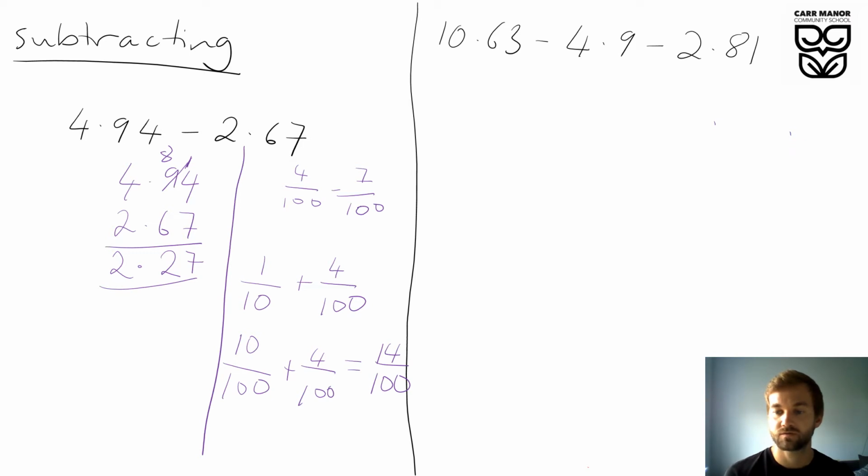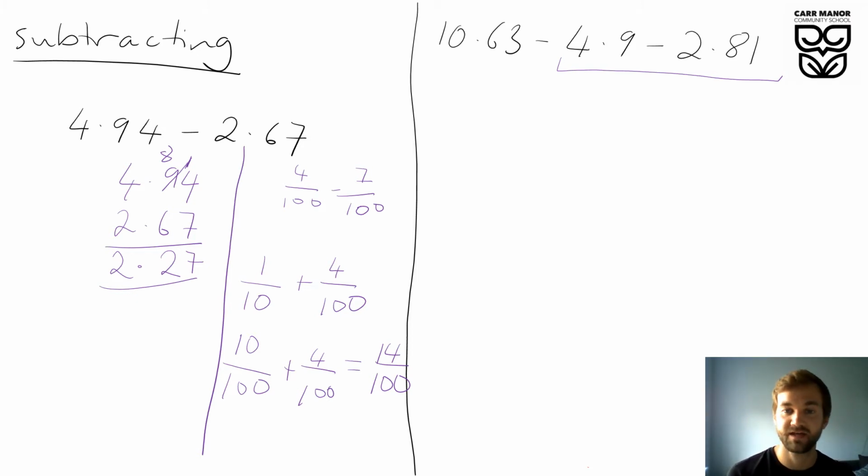Rub that out. What we must do first is add these together first. Because if I add these together first, then I can take them both away from 10.63. Because if I'm doing 10.63, take away one value, take away another value, that's the same as the two original values I'm taking away added first, then taken away altogether.